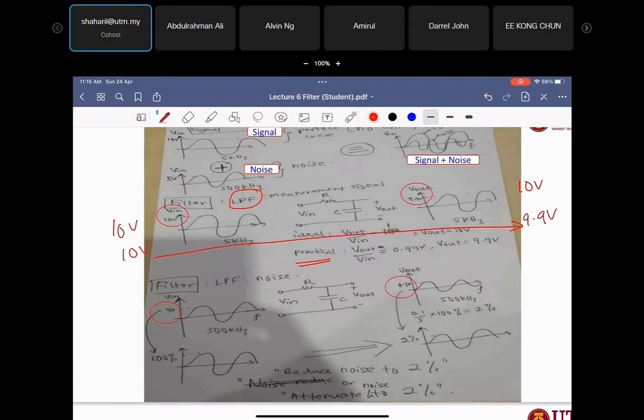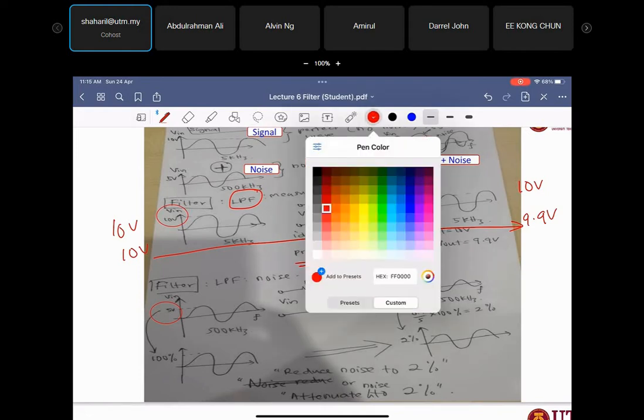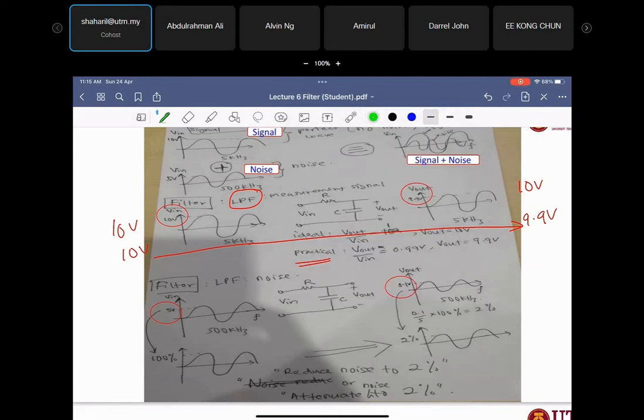Let's look at this. For example, your noise is 5 volt, and then it enters the filter. Of course, we want to reduce the noise as small as possible.